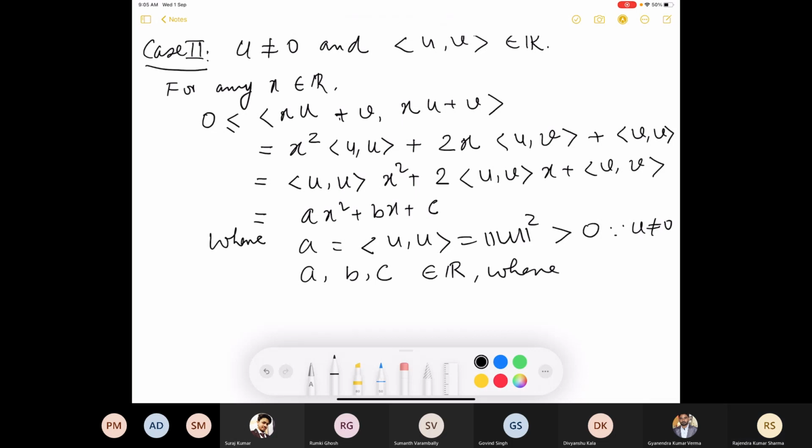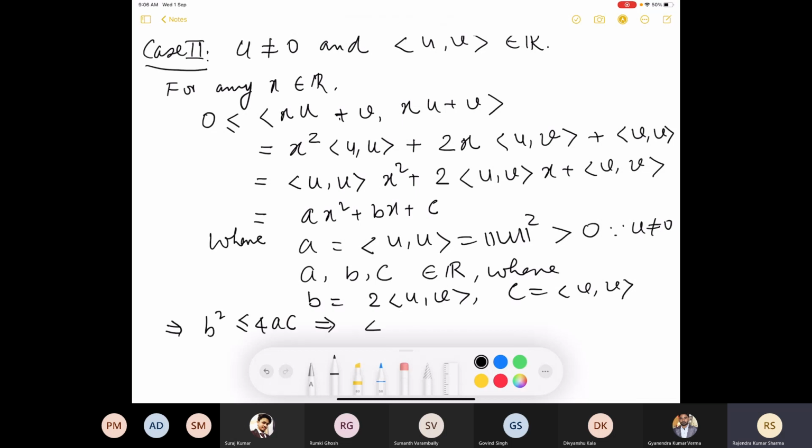So this will make that b² is less or equal to 4ac, where b is of course twice (u, v) and c is (v, v). So this gives that b² is less or equal to 4ac. b² is 4 times (u, v) squared, less or equal to 4 times a, which is (u, u), times c, and c is (v, v).